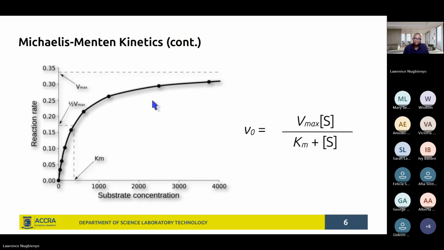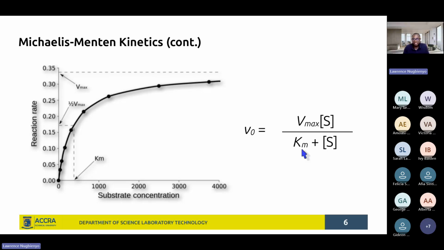Now, with that, Michaelis and Menten were able to come up with an equation to represent the kinetics of enzymes, what we refer to as the Michaelis-Menten equation.